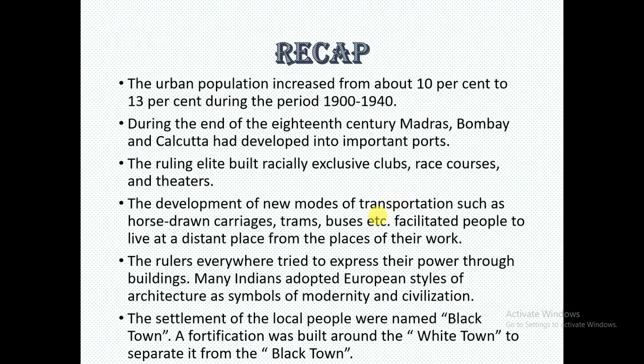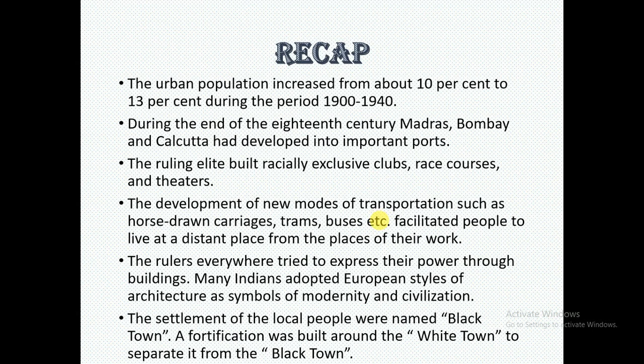The next one is that the ruling elites built racially exclusive clubs, racecourses and theatres for their public entertainment. And the next one is the development of new modes of transport such as horse-drawn carriages, trams, buses, etc. Here people were facilitated to live at distant places, and people started to go to their jobs from distant places by using such transportation, right?